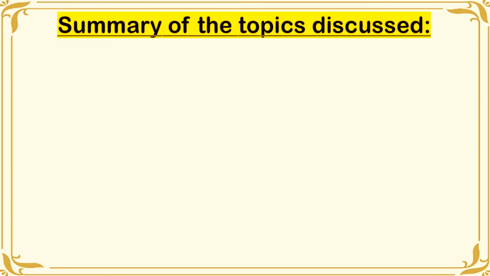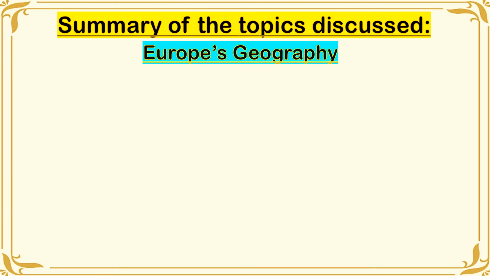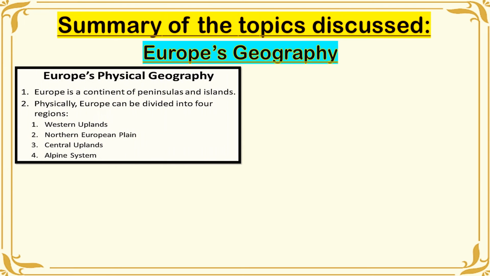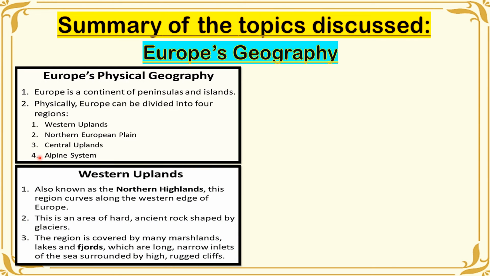Now class, for the summary of the topics discussed, we have Europe's physical geography. Europe is a continent of peninsulas and islands. Physically, Europe can be divided into four regions: Western Uplands, Northern European Plain, Central Uplands, and Alpine System. Now let's read them one by one.